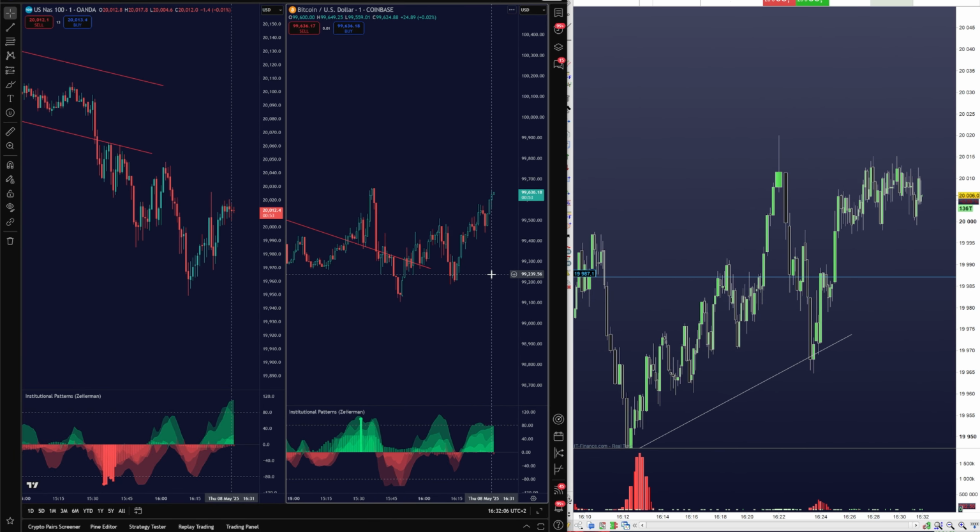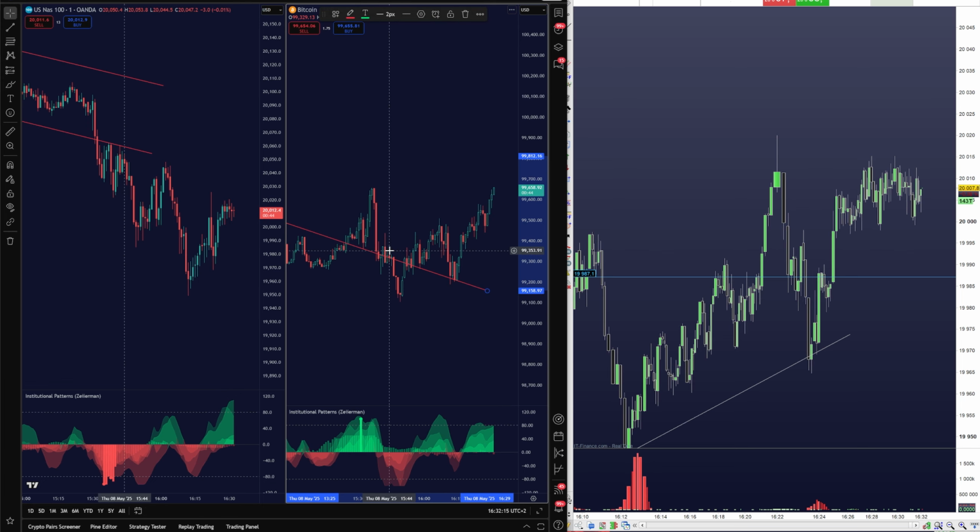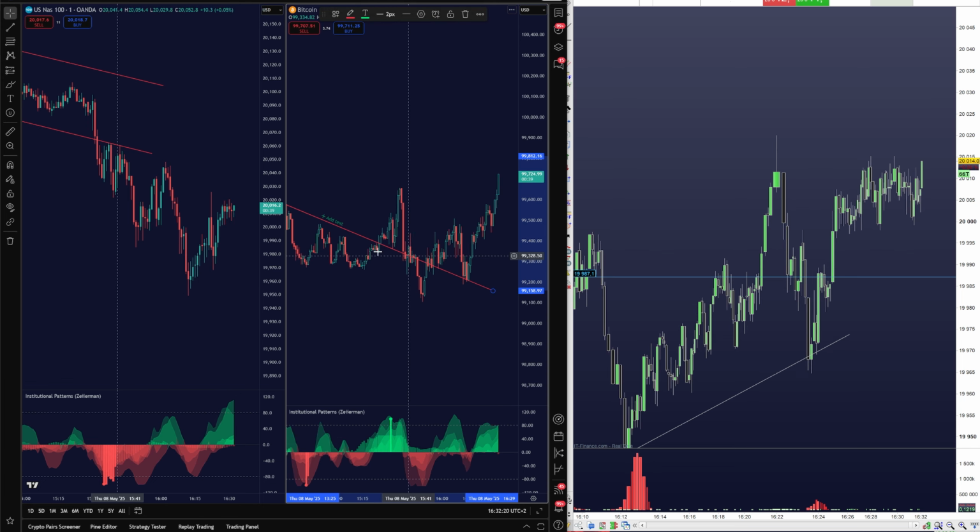And guys, did I tell you I'm long Bitcoin as well? I'm long Bitcoin as well. That's why I have it on the chart. My entry is right there when we retested this trend line.